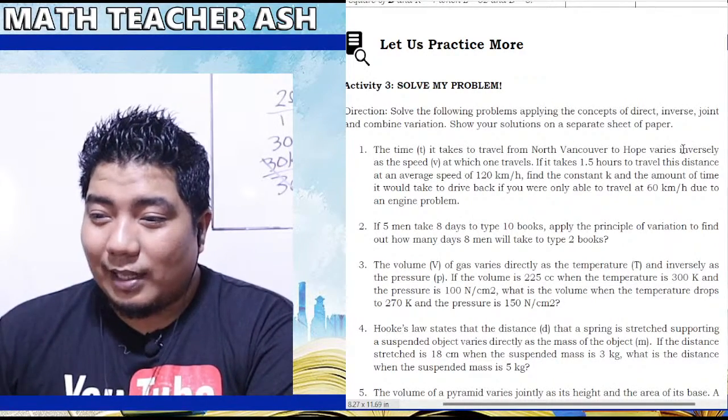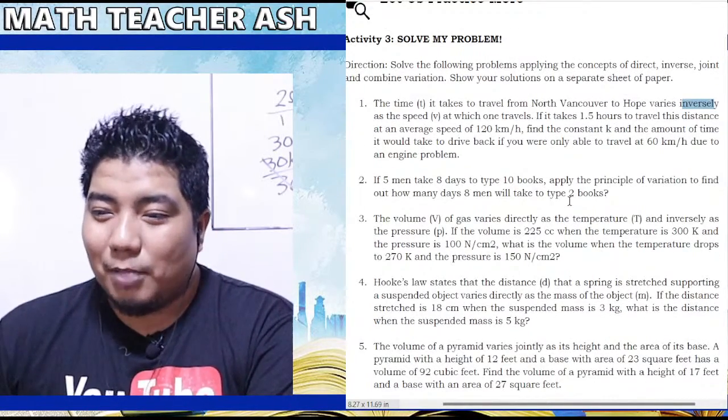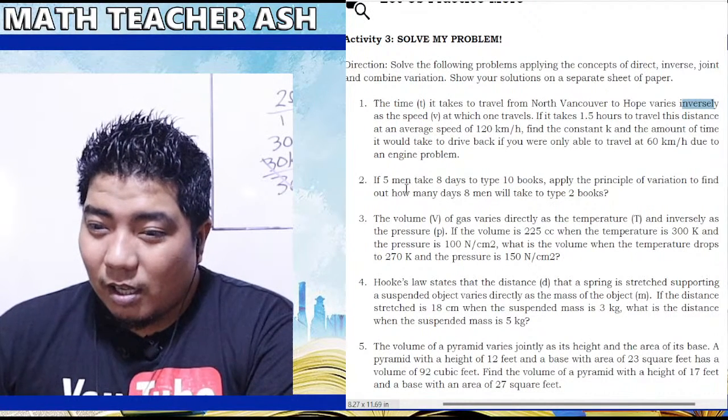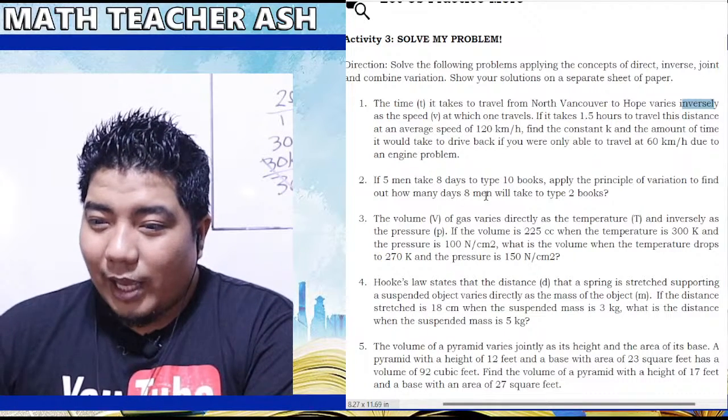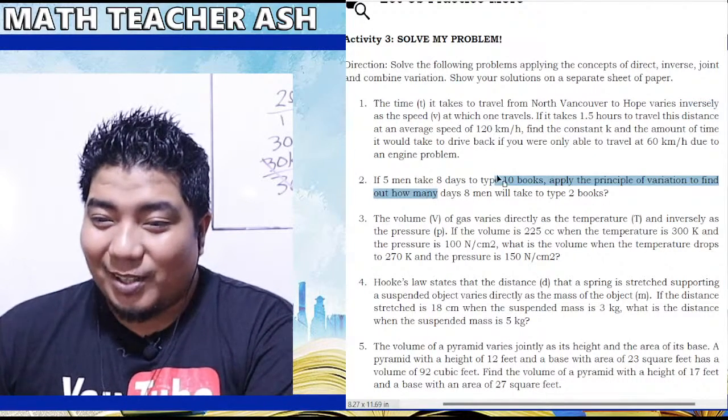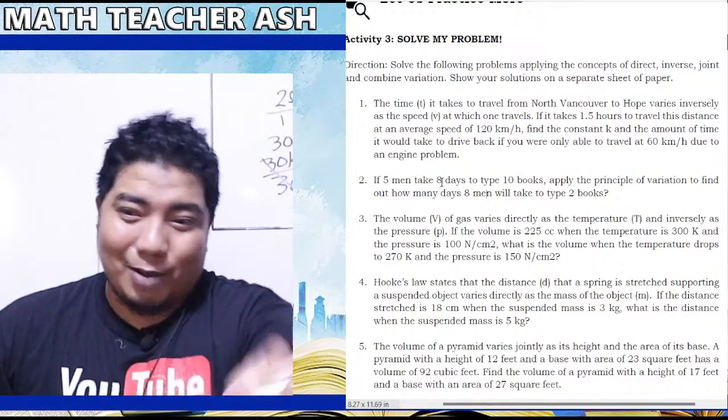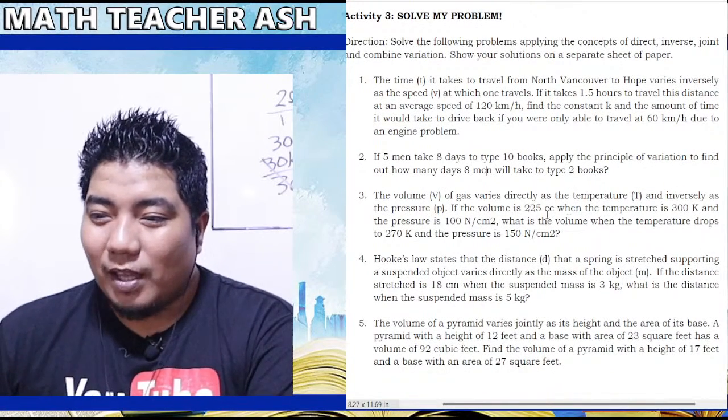So, number 1, that is inverse variation. Number 2, that is if men takes 8 days to type 10 books, apply the principle of variation. How many days will 8 men take? Oh, ito, inverse pa rin ito. Inverse pa rin ito. So, you know how to translate kapag inverse, ha?